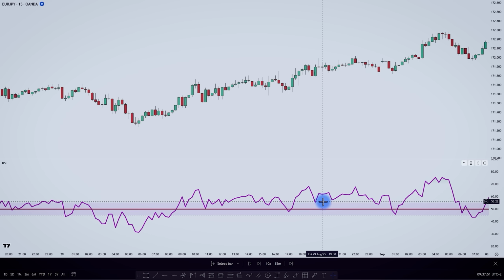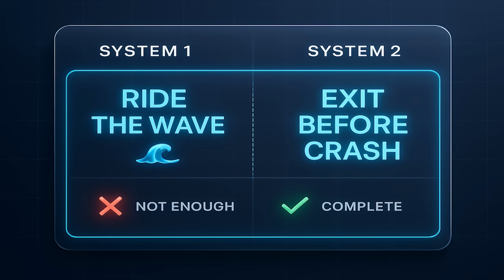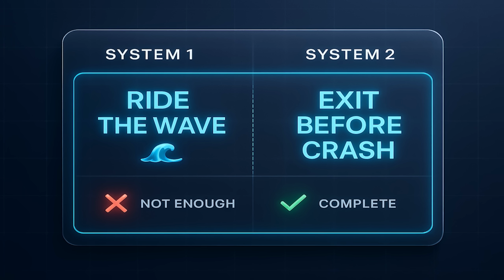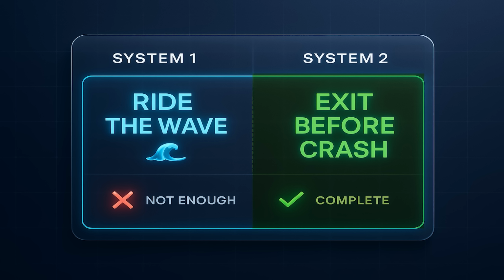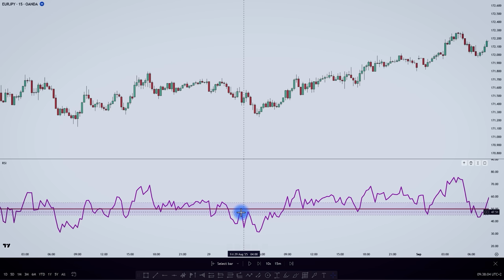So System 1 helps you ride the big price waves, but all waves crash. If you only know this, you'll lose all your money. That's why you must know System 2 to get off the wave before it crashes. Let me show you how.